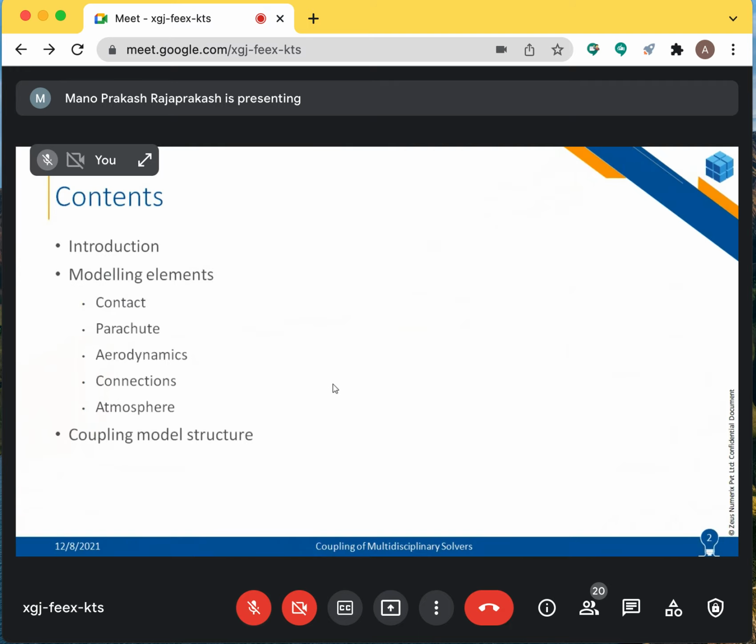So the contents are going to include some introduction on what is that parachute payload system, or what is the requirement for such a system, or for such a simulation module to exist. And once we know what are the requirements, we will jump into the modeling elements, the key elements that are present in the simulation model. I have listed a few.